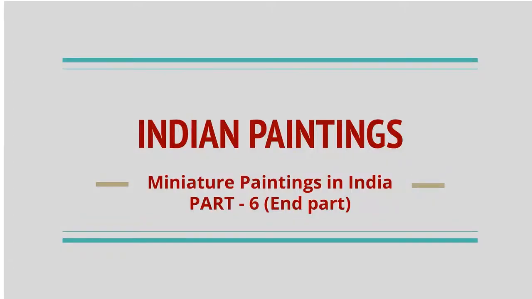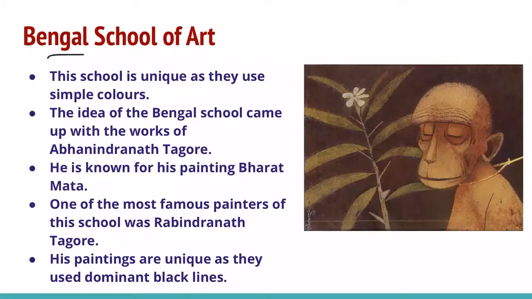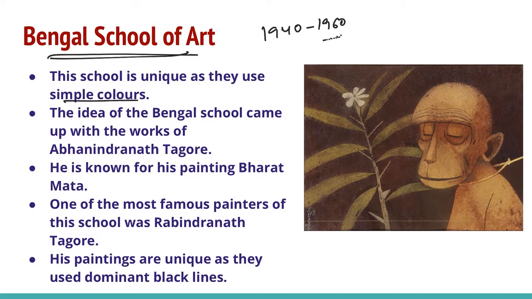Welcome to the point. This is the last part about the miniature paintings in India, and here we'll be discussing the Bengal School of Art. The Bengal School is supposed to have a reactionary approach to the existing style of painting around 1940 to 1960. This school is very unique as they use simple colors.